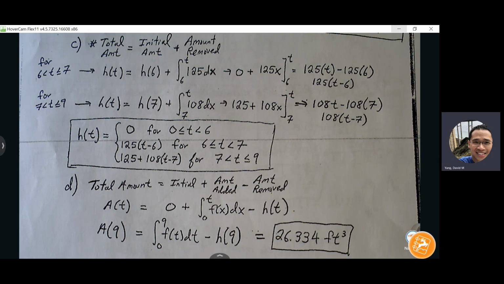So we want to find out the total amount at the 9th hour. So no snow plus however much snow has been added minus, and now that we have a formula that's going to tell us the exact amount of snow that Janet has been able to remove, we just plug 9 directly into this formula here. It's between 7 and 9.